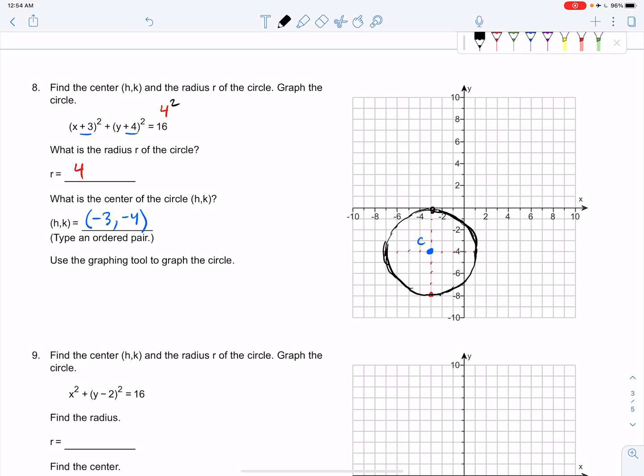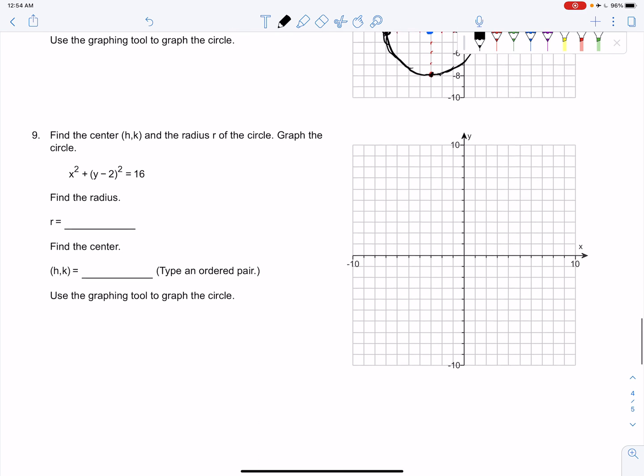Okay, and so we've got these nice points. If you wanted to, you could check them. Let's move on to the next one.